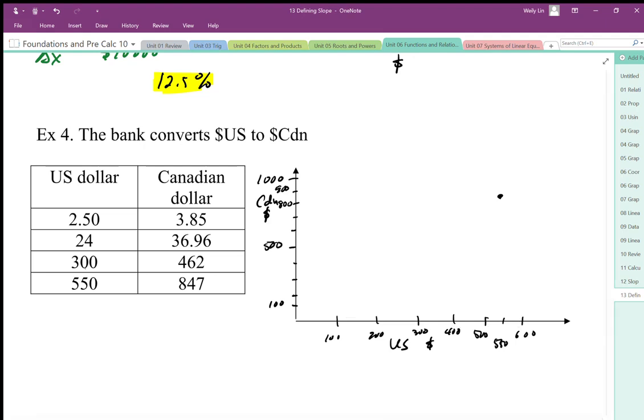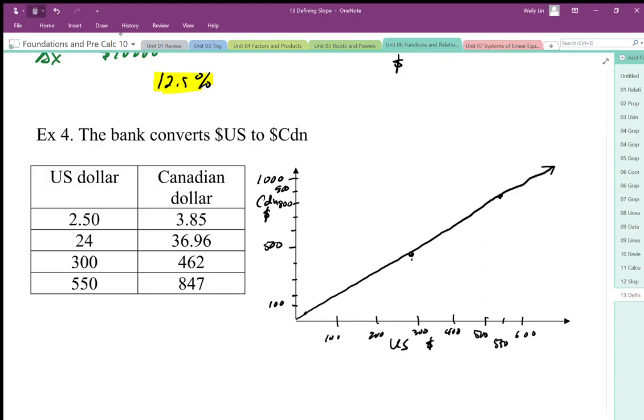So I'm going to graph that first point. I'm going to graph it from the bottom. $300 US converts into 462 Canadian dollars, right? Maybe right about there, a little bit higher, right about there. And then $24 is going to be really hard to graph, but graph it somewhere in there. That last point really is going to be hard to see, but we're going to base our graph off those first 2 points that we drew.